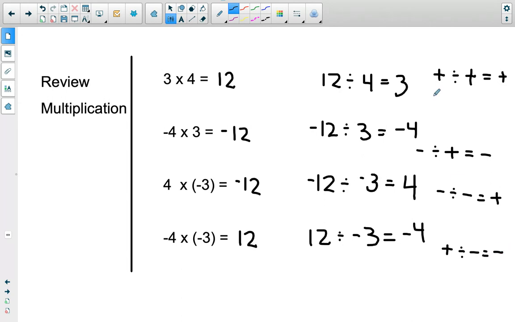Now these rules should look familiar. When my signs agree, positive divided by positive, I get a positive. Negative divided by a negative, I get a positive. And when my signs disagree, like a negative divided by a positive, I get a negative, or a positive divided by a negative, I get a negative. Signs disagree, I get a negative answer. Signs agree, I get a positive answer.